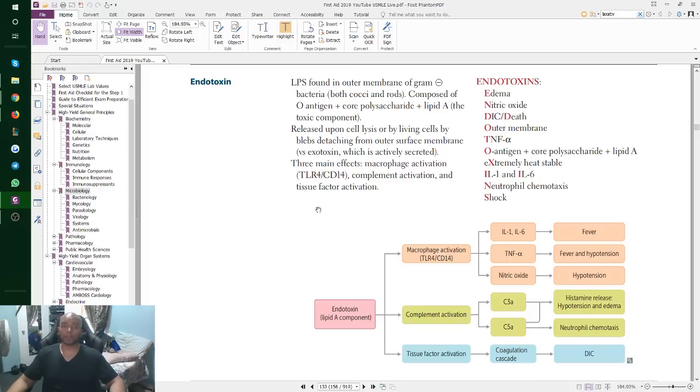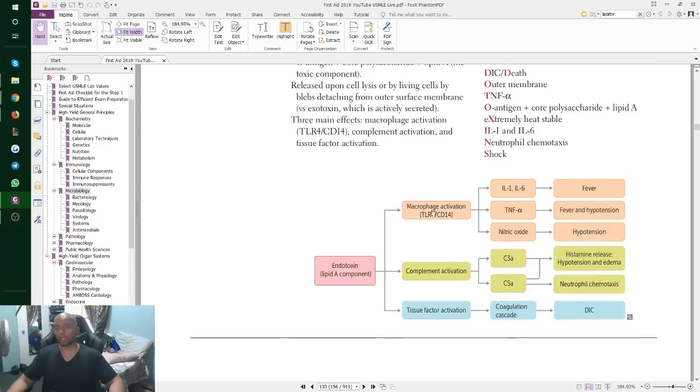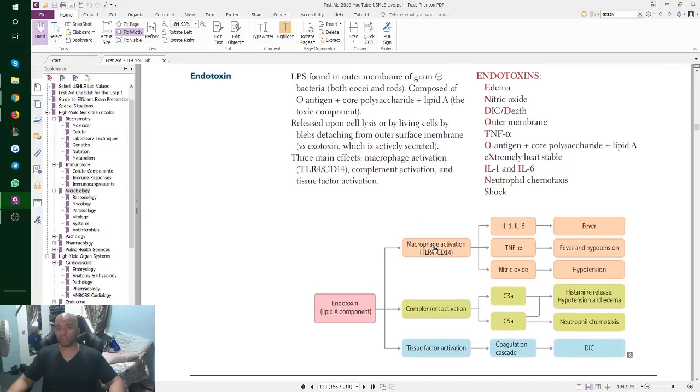Three main effects of endotoxin are macrophage activation, complement activation, and tissue factor activation, which is the part that causes DIC. So you can see that here. Right, very nice table. They're telling you your macrophage activation leads to interleukin 1, interleukin 6, TNF-alpha, and NO release, causing fever and hypotension. Complement activation, C3a and C5a, are going to cause your histamine release and neutrophil chemotaxis. C5a is one of the guys that recruits neutrophils. And you get even more hypotension here.